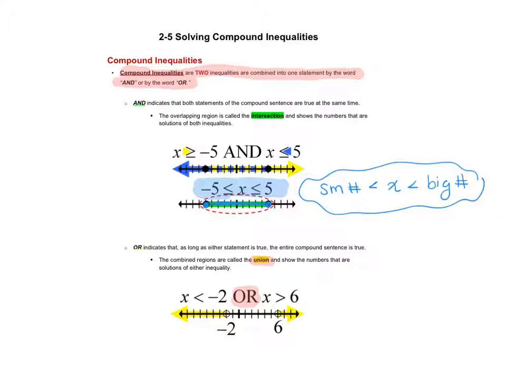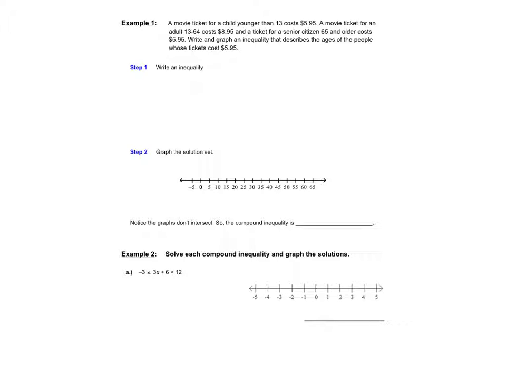I'll show you some. I'm not going to start with the word problem, so I'm going to jump to example 2. Solve each compound inequality and graph the solutions. Well, my first question is, is this an "and" or an "or"? And I know it's an "and" because it does not say "or." So this is an "and" inequality.